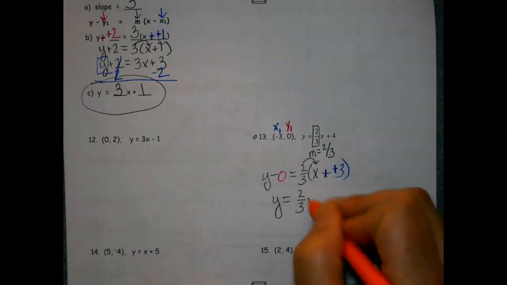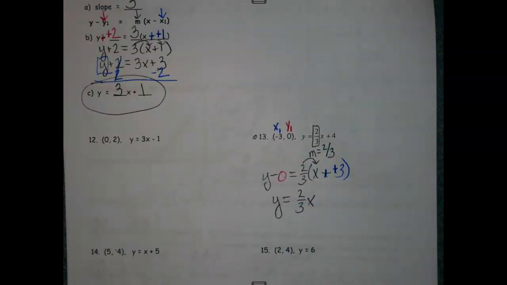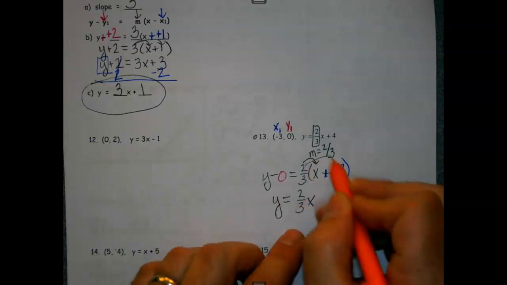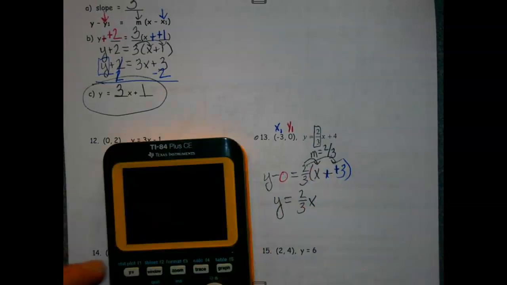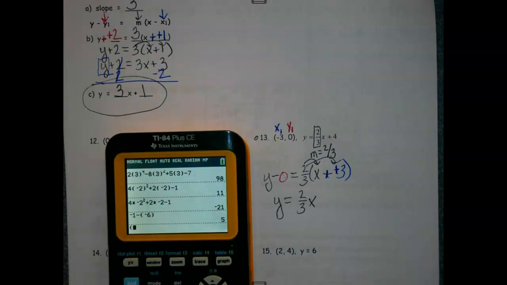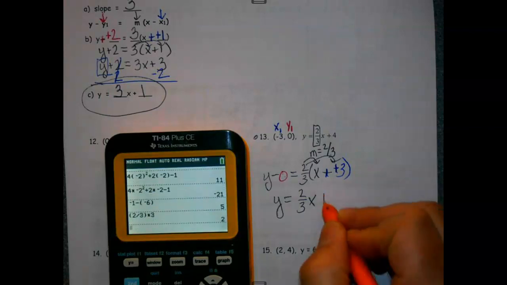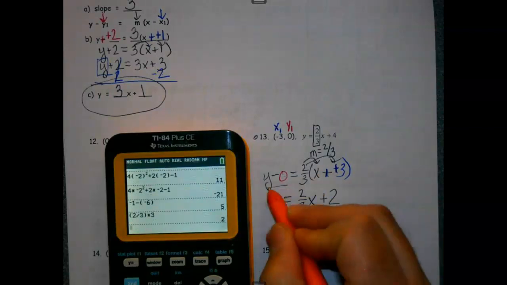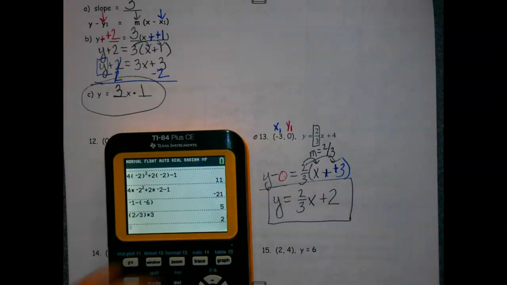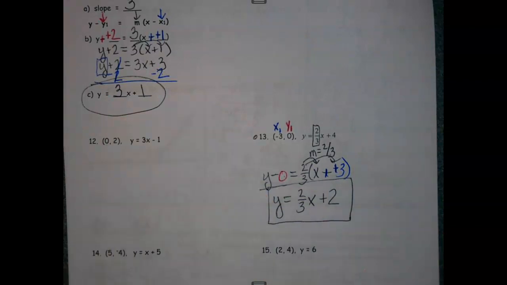2/3 times X is 2/3 X. Yeah, but Hardy, I don't like this part with the fraction. We got this. Okay. 2/3 in parentheses times 3. That's it. I'm done.